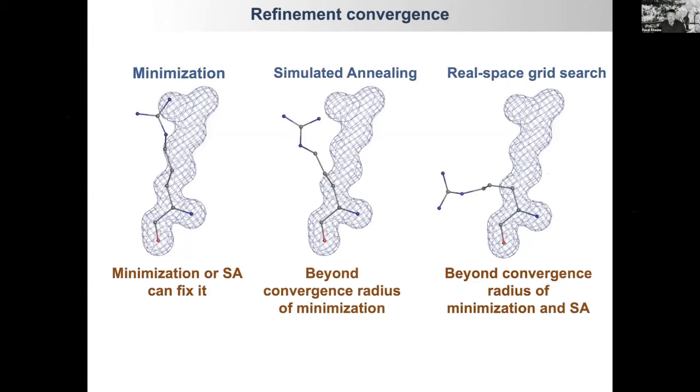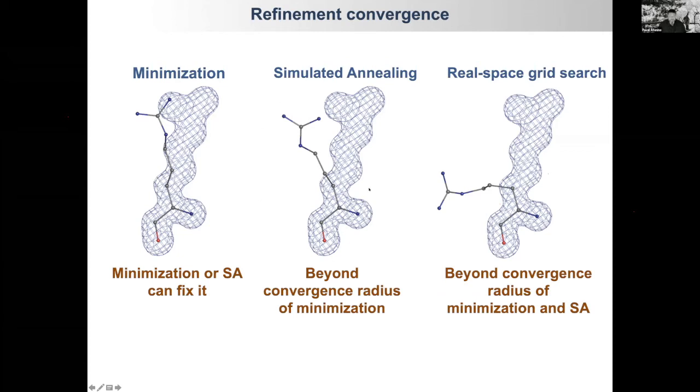Now, just to illustrate this point, what's the difference between these different methods? In reality, what does that really mean? Here we consider three situations of a side chain not fitting the map. In this picture on the left, the side chain does not fit the map, but it needs just a little bit of movement to fit the map. So in this case, minimization can do the job, or simulated annealing. That's an easy job to fix for minimization.